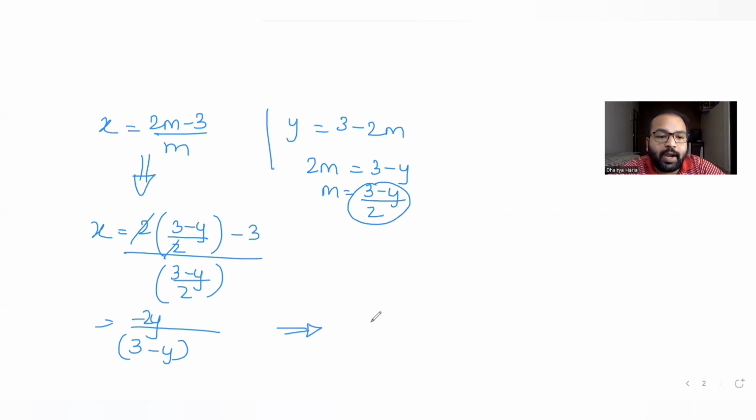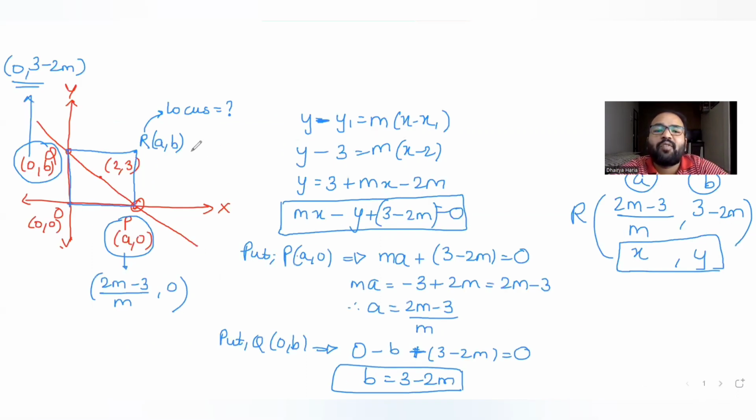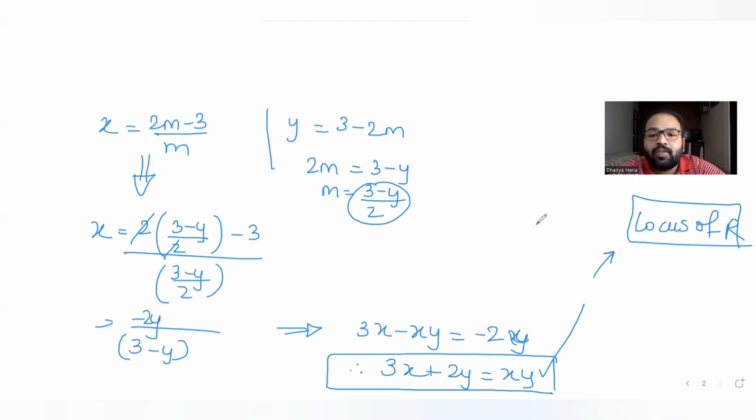Further, if I solve this, I get 3x minus xy equals to minus 2y. So if I take 2y here, it becomes 3x plus 2y is equal to xy. And if you see, I get the locus of this point R, and that is 3x plus 2y equals to xy. If you write it in terms of a, that's also fine. But if you see the options, it is given in terms of x and y. So if you find it in terms of a and b, you will get it as 3a plus 2b equals to ab, and then you can directly substitute a as x and b as y. So that will also be a correct thing.